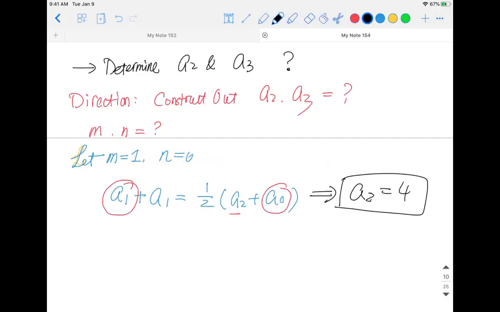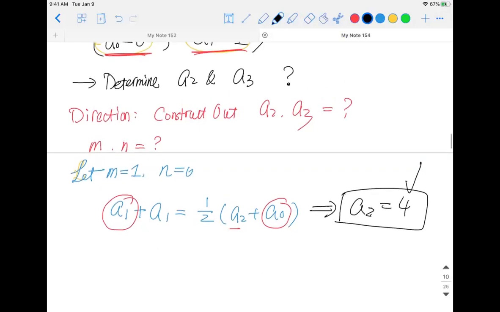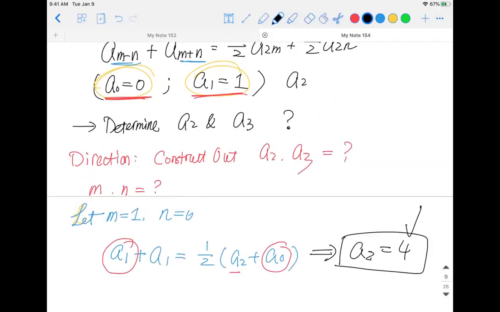You just play with M and N, try to construct what A2 is, what A3 is, and taking from there, you will get what you need. So this is actually A2. As long as I know A2, I'm going to put A2 here as well, 4. I know A1, A0, A2, three items. Moving forward, I need to determine what A3 is.